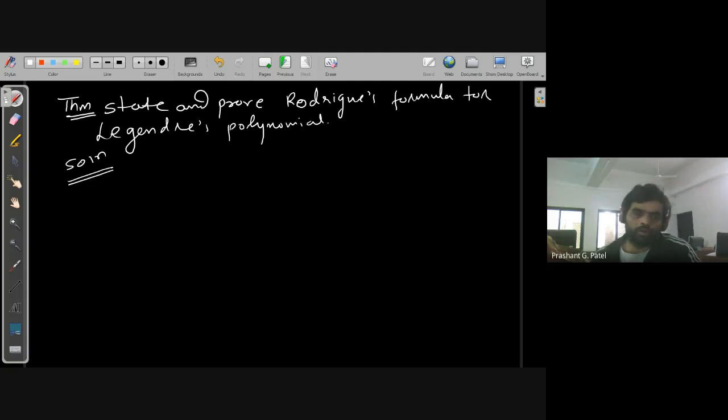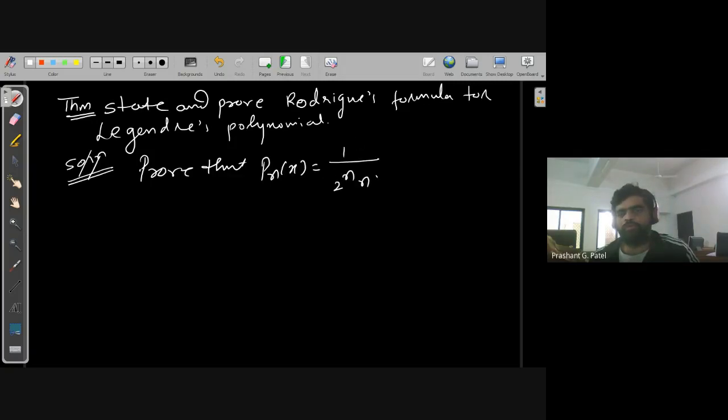So what is the formula? It says, prove that Pn of x is 1 upon 2 raised to n into n factorial, times the nth derivative of x square minus 1 power n. This is the Rodrigues formula, where this Pn of x is the Legendre polynomial.